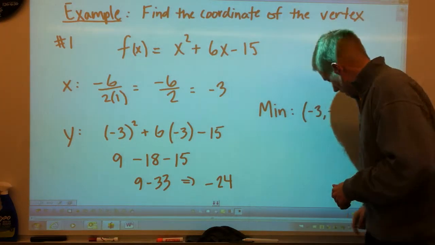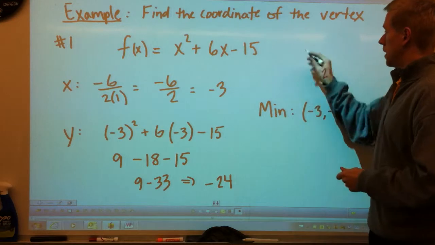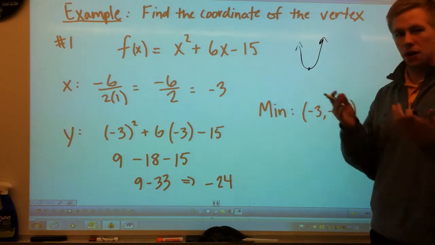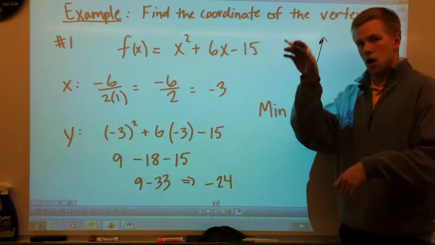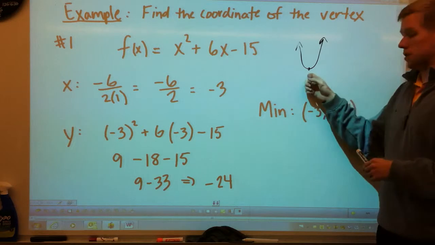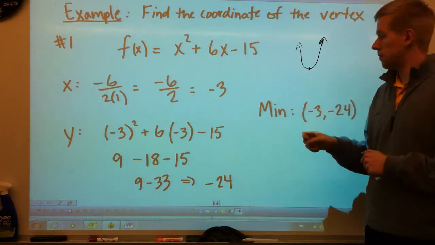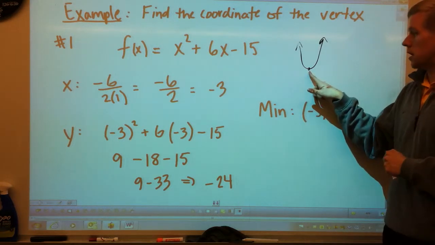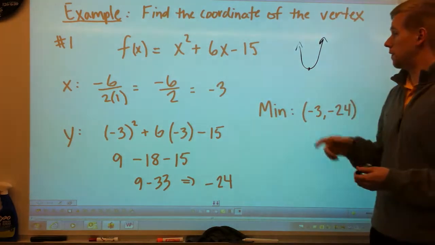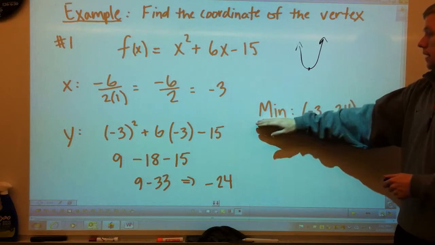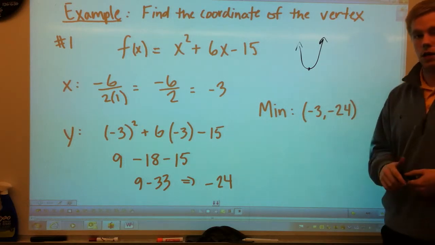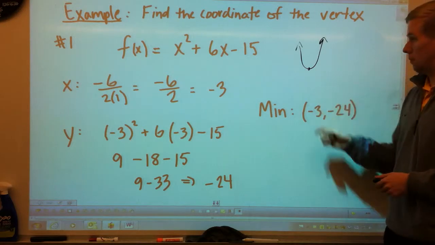So the shape of this graph, because it's a minimum, is just going to be a normal U. If I think about the notes I took yesterday, you drew a picture of a U and upside down U, and you labeled the regular U, the smiley face, with the minimum point. So this minimum point is when there's a leading coefficient that is positive. Now if it was negative, it would be the other way, but because it's positive, I have a minimum at negative 3, negative 24. That is the vertex of that minimum spot on my parabola.